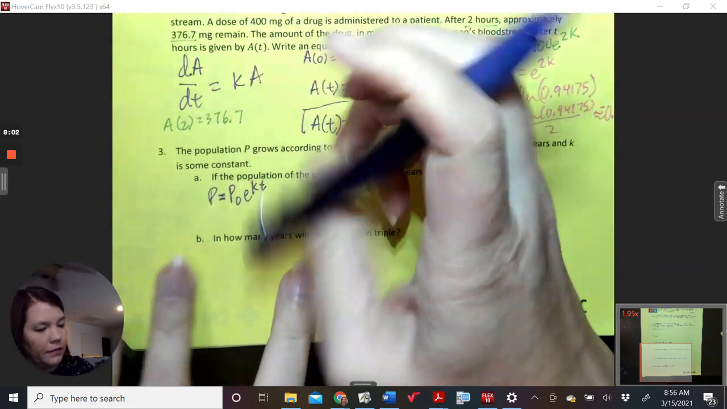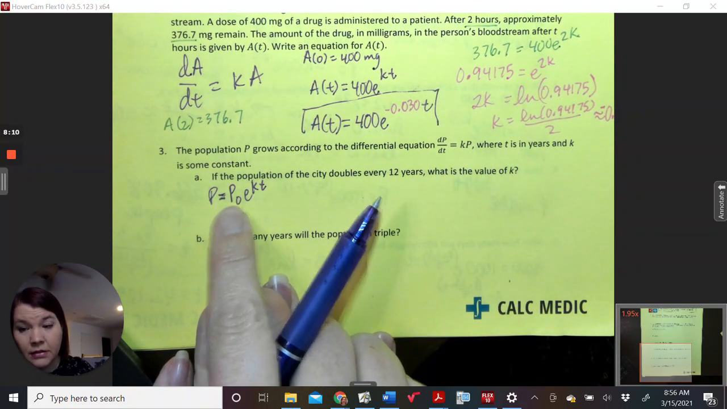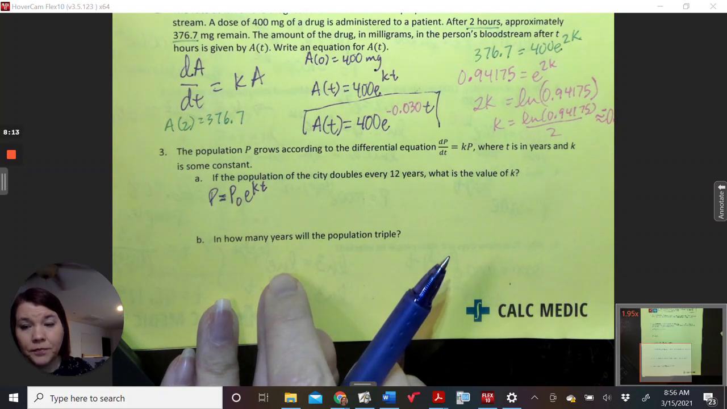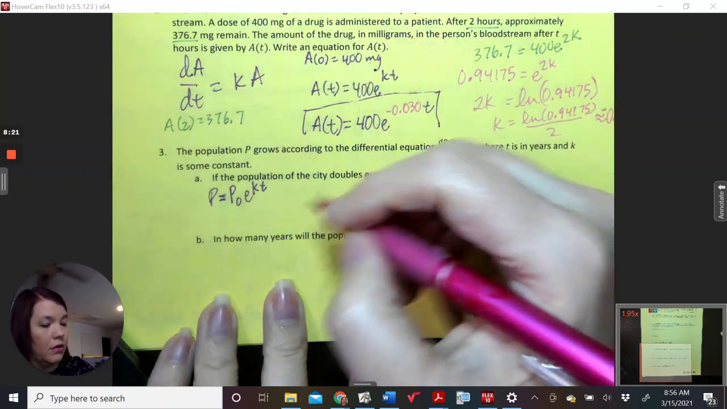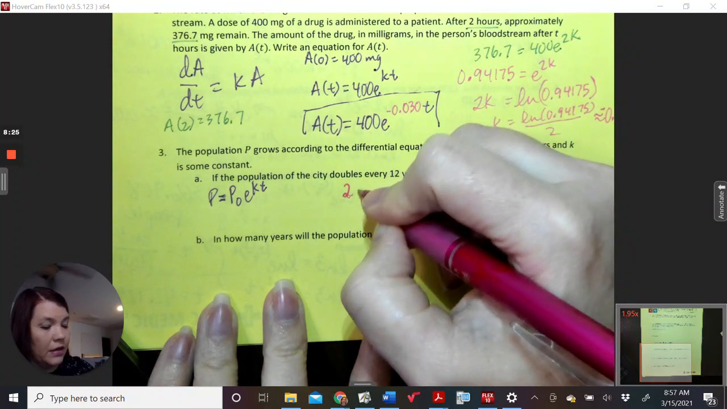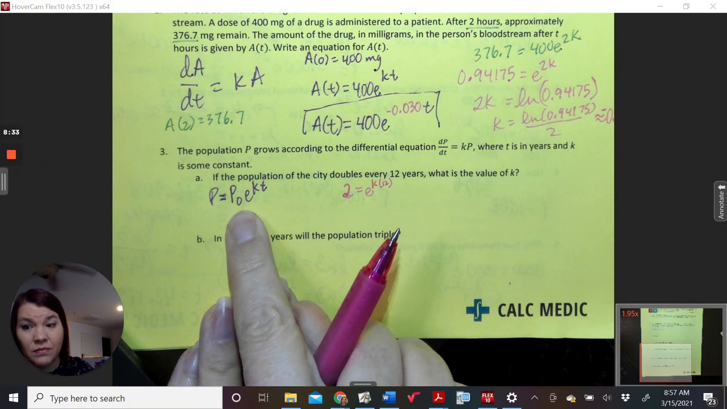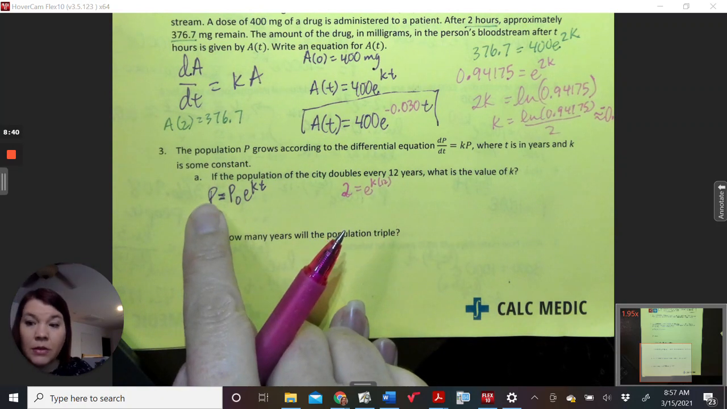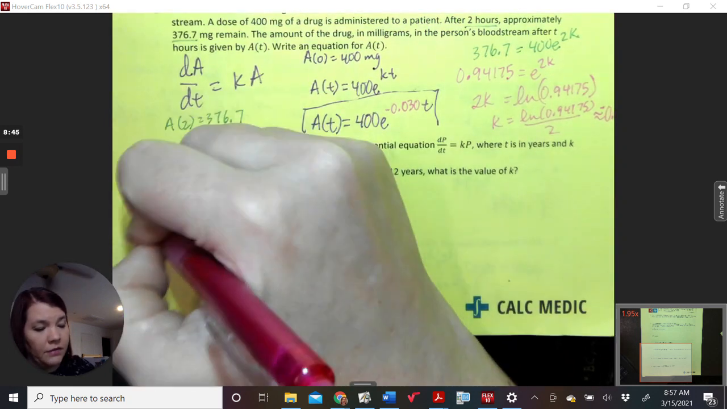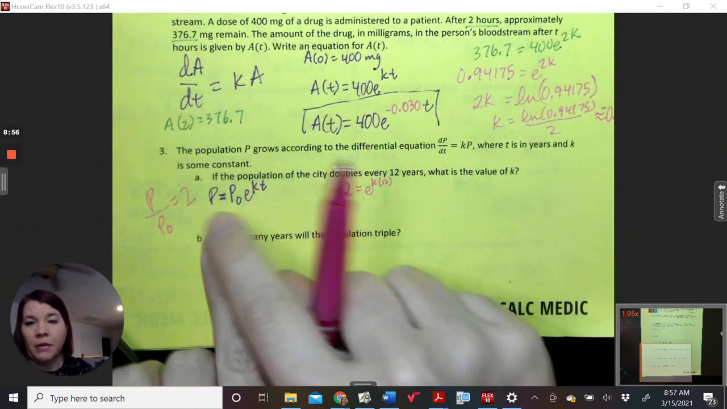What is K? So the population is doubling every 12 years. So I know a population will be twice as big 12 years later. So whatever this is, let's say it's 50, this is now 100 in 12 years. If this is a million, this is 2 million in 12 years. That's what they're saying. So P divided by the initial population needs to equal 2, because it says the population doubles. That P, the population at time whatever, divided by the initial population will be 2.